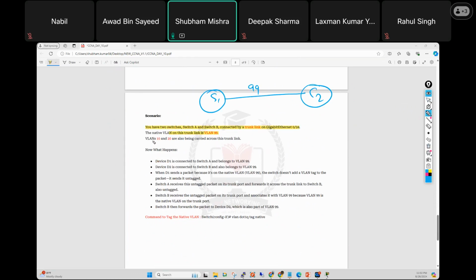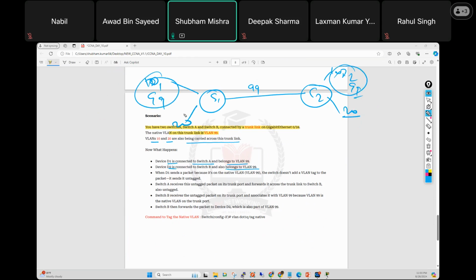VLAN 10 and 20 both are being carried across the trunk link. For example, here VLAN number 10, VLAN number 20. Device D1 is connected to switch A and belongs to VLAN 99. Device D2 is connected to switch B. Let's suppose this is device number 1 and this is device number 2, and both are connected to VLAN number 99. It means both belong to the native VLAN.